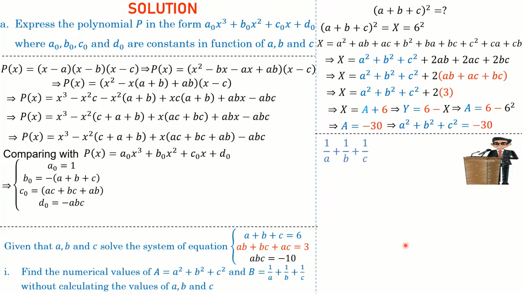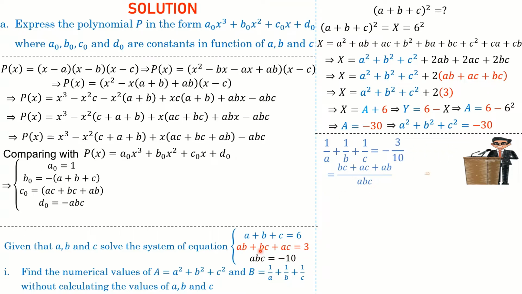Alright, now the second part is asking us to find B, which is 1 over a plus 1 over b plus 1 over c. So we just look for the LCM. The LCM is going to be the product of the terms in the denominator. So we have abc as a product. Next, we take abc divided by a, we get bc. Next, we take abc divided by b, we get ac. And we take abc divided by c, we get ab. But we know this, bc plus ac plus ab is the same as ab plus bc plus ac, which is equal to 3, and the denominator is equal to negative 10.